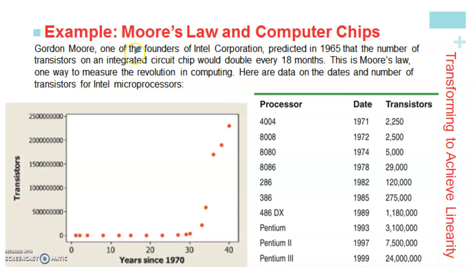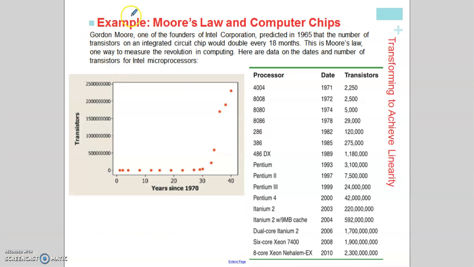Alright, so let's take a look at how this works with an example. Let's look at Moore's Law and computer chips. Gordon Moore was one of the founders of the Intel Corporation. He predicted in 1965 that the number of transistors on an integrated circuit chip would double every 18 months. And this is Moore's Law. It's a way to measure the revolution in computing, basically the speed at which we can improve technology, which doubles every 18 months. So here is some information on some processors, the year they came out, and the number of transistors. Basically, the more transistors, the faster they can go.